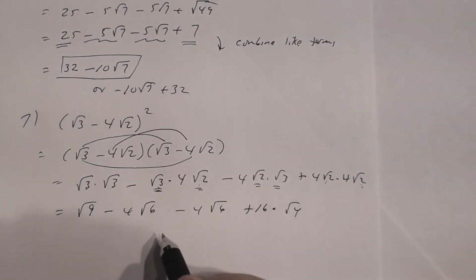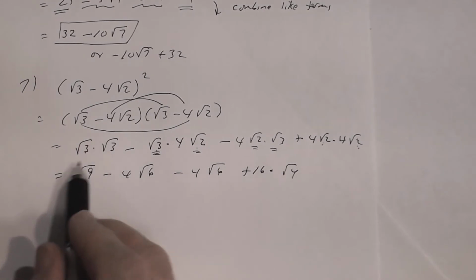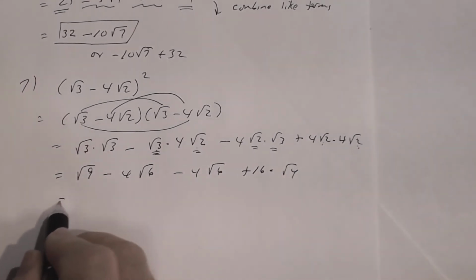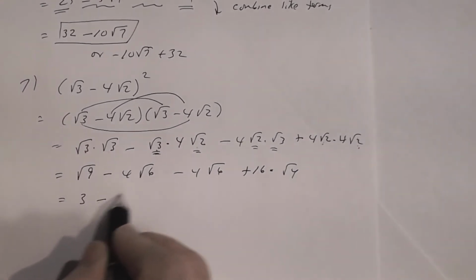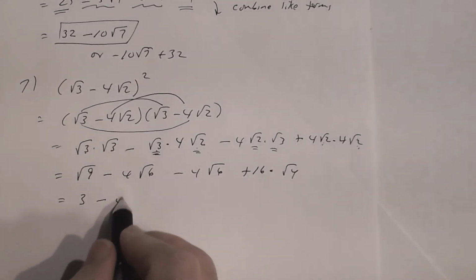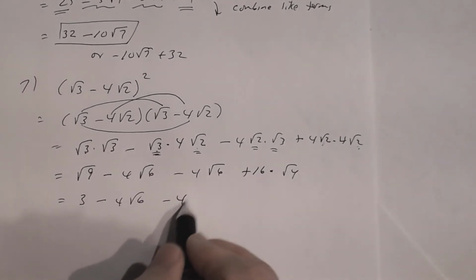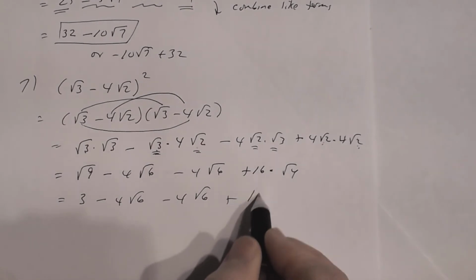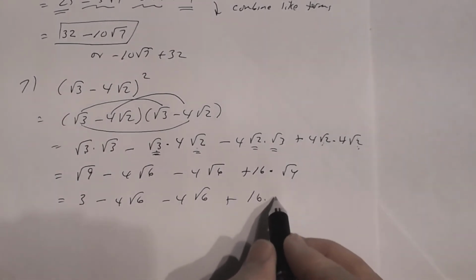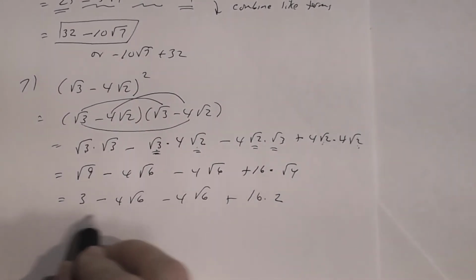Now let's simplify what I can. Can I simplify the square root of 9? Yes. Square root of 9 is 3. Minus. Can I simplify the square root of 6? No. So I'm going to rewrite it. Same thing here. Rewrite it. Plus 16. Can I simplify the square root of 4? Yes. It's 2.